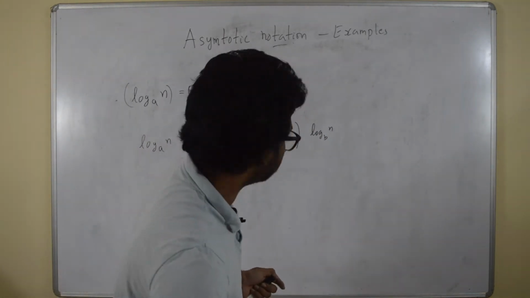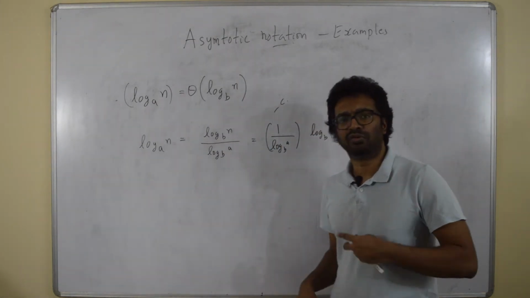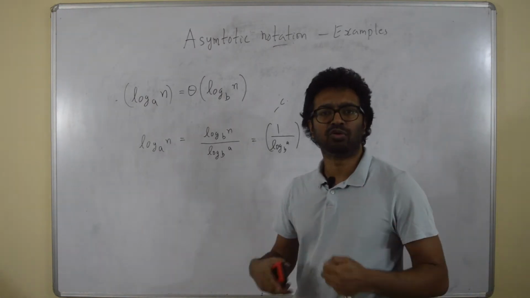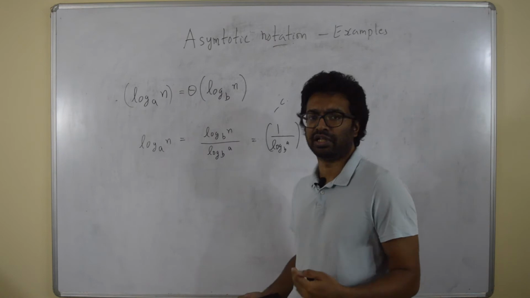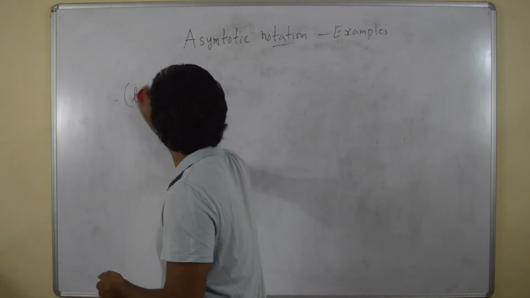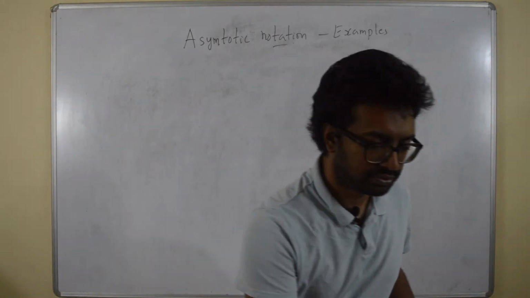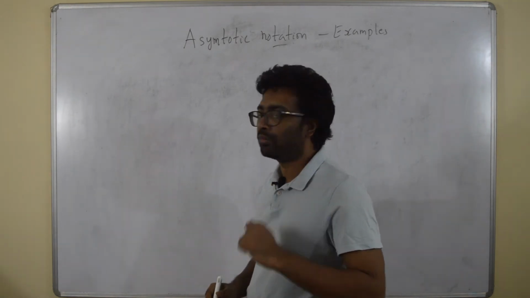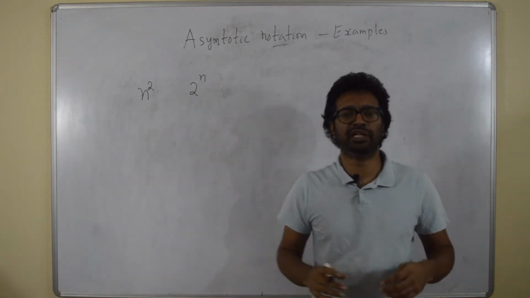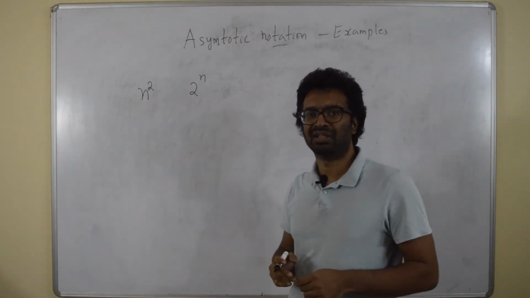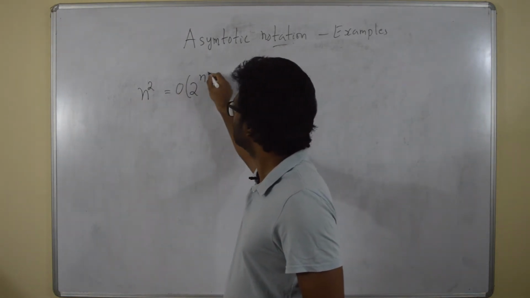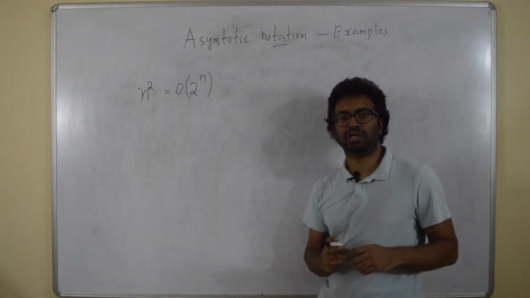Okay, let's now look at another example. We are going to go through a few more examples to go through the most common functions which are there. What about n square and 2 raised to n? Which is bigger? Okay. We guess this, right? So we guess this is true, right?